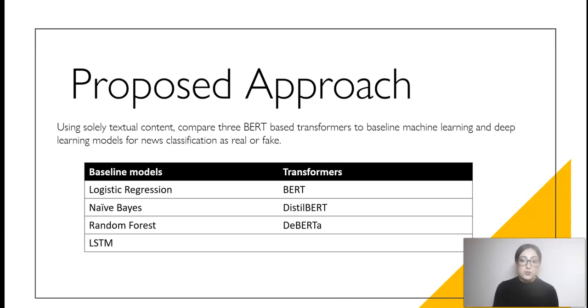So the proposed approach to investigate how transformers perform in classifying news as real or fake is using solely textual content. We'll compare the three BERT-based transformers to baseline machine learning and deep learning models for classifying news as real or fake. We can see in the left column the baseline models, with logistic regression, naive Bayes, and random forest forming the machine learning comparisons, LSTM, long short-term memory, forming the deep learning comparison, and then we have our three BERT-based transformers.